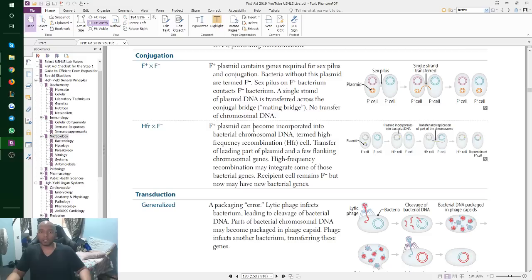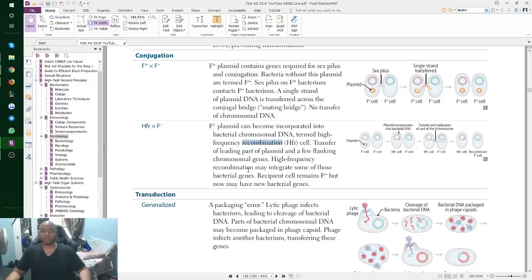The F plus plasmid can become incorporated into bacterial chromosomal DNA. So now we are using chromosomal DNA. Right? Before, the chromosomal DNA was not affected. The pink circle stayed the same throughout the whole time. Now the chromosomal DNA is going to be affected. So because the chromosomal DNA is affected, now instead of writing F plus, where just the plasmid was sending, just the sex pilus was just sending a plasmid over, now it's called Hfr, which actually stands for high frequency recombination. Right? And recombination should be the word that reminds you your chromosomal DNA is going to change. The transfer of a leading part of plasmid and a few flanking chromosome genes.